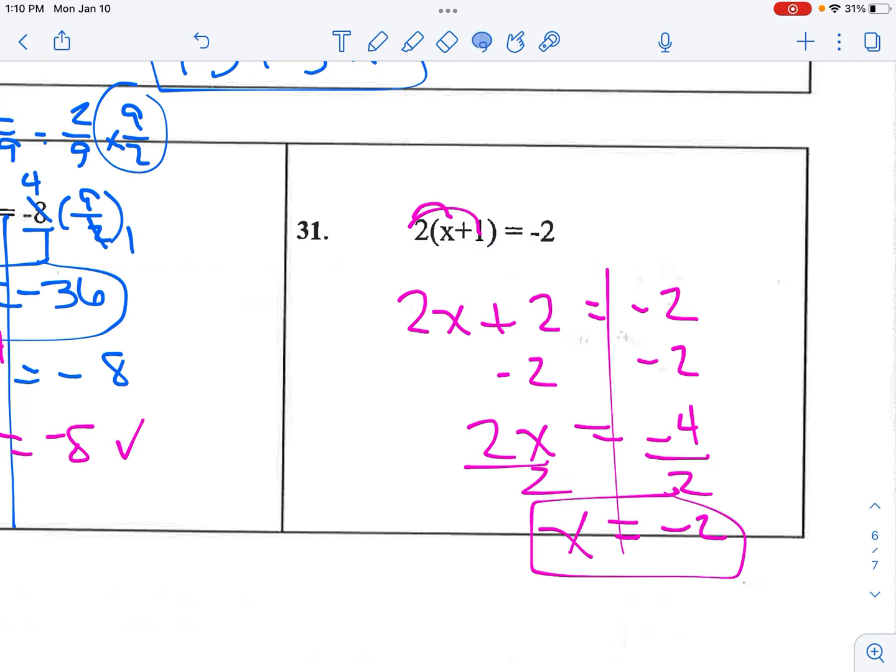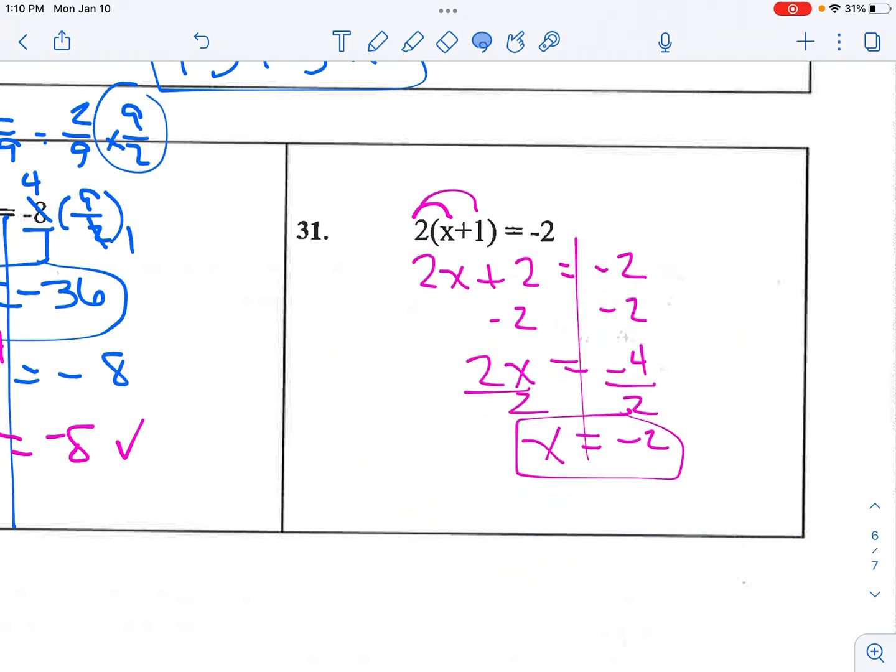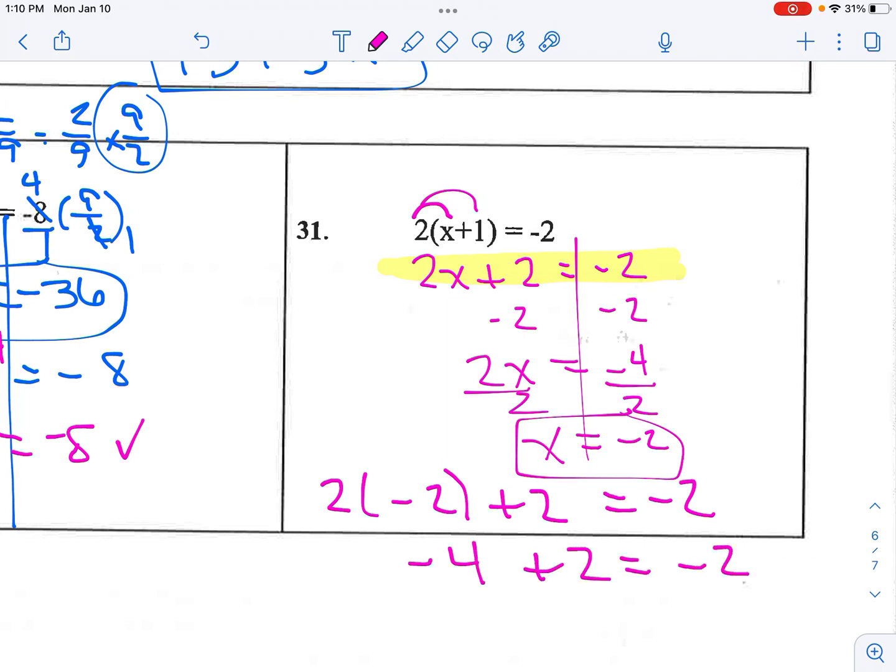I am going to shrink that down just a tad. Okay, so remember, when you substitute, go back to your original equation. So is 2 times -2 plus 2 equal to -2? Well, 2 times -2 is -4. Is -4 plus 2 equal to -2? Yes, -2 equals -2. Check. All righty.